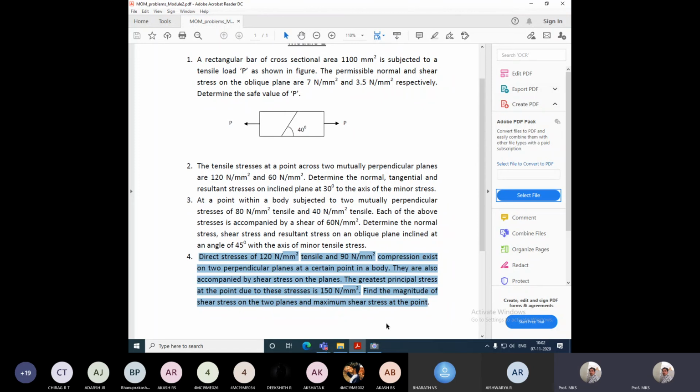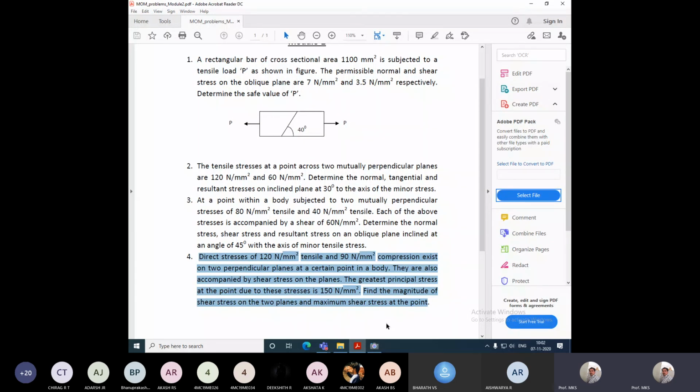On a perpendicular plane at a certain point in a body, they are also accompanied with shear stress on the plane. That is a mutually perpendicular stress with shear stress. It is the third case that we derived. The greatest principal stress at the point is given. Greatest principal stress, that is the maximum principal stress, at the point is 150 Newton per mm square.